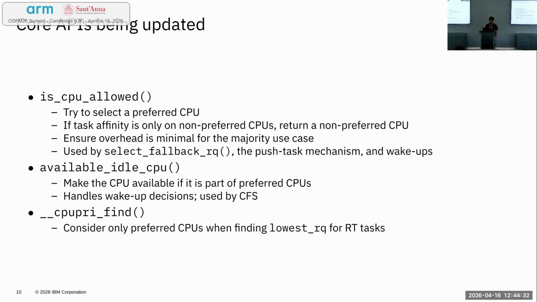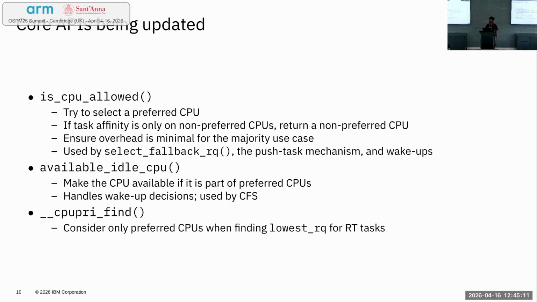Then the second one is available idle CPU, which is extensively used in the wake up path. This gets rid of some of the hackery that we had in the previous series where we were sprinkling CPU preferred everywhere. And then CPU priority find, similar observation there. We were sprinkling the CPU preferred check everywhere. This automatically takes care of the push CPU mechanism that we have for RT, where currently, if we are trying to pick a CPU to push an RT task, we only do it for an online CPU today. We'll also do it if it's online and preferred.